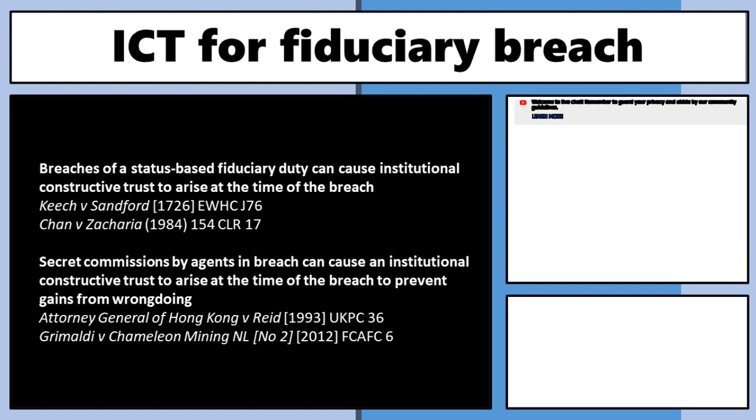Now, Attorney General of Hong Kong and Reid. This was something of an interesting case. It involves a prosecutor, a crown prosecutor in Hong Kong. And he took bribes. He took bribes from various criminal elements, and he took those bribes and he spent that money buying residential property in New Zealand.